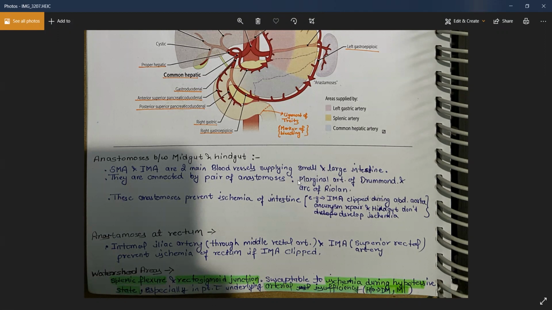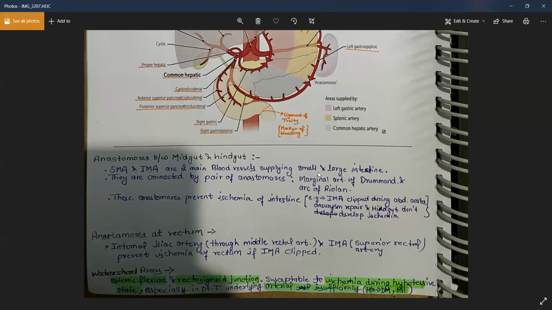So you have the superior mesenteric artery and the inferior mesenteric artery. All of these arteries give off small branches known as the marginal arteries, or the full name, marginal arteries of Drummond. These arteries will form the arc of Riolan, an arc-like structure, known as the arc of Riolan, and this supplies the intestine.